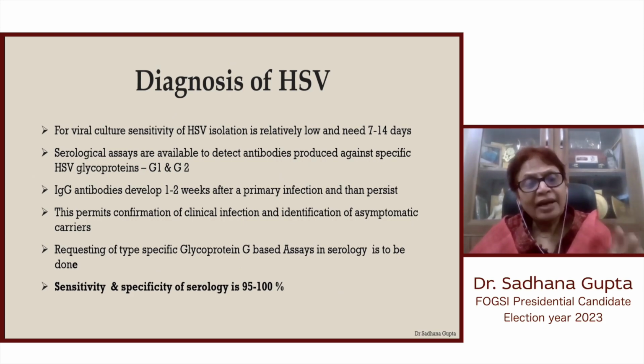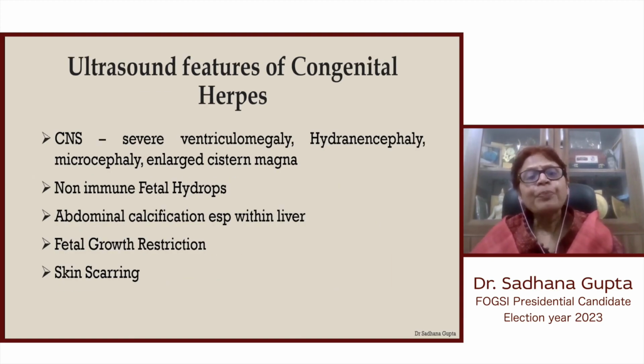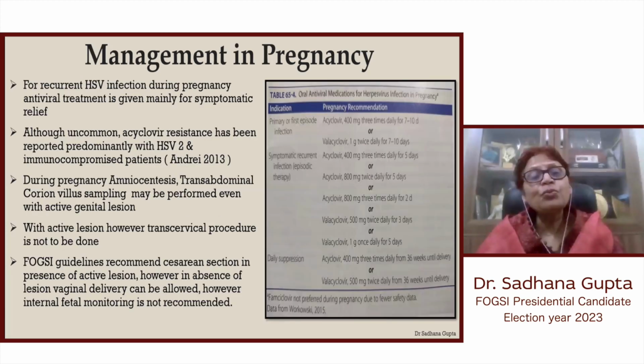So the viral culture is one thing, and then immunological interpretation is the same as in the other TORCH infections, and the sensitivity and specificity are quite good. On ultrasound, again, you can see features like IUGR, calcification, non-immune fetal hydrops, severe ventriculomegaly, hydranencephaly, and skin scarring.